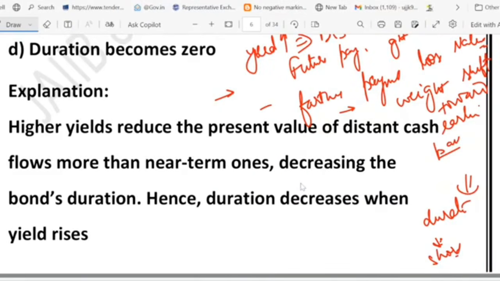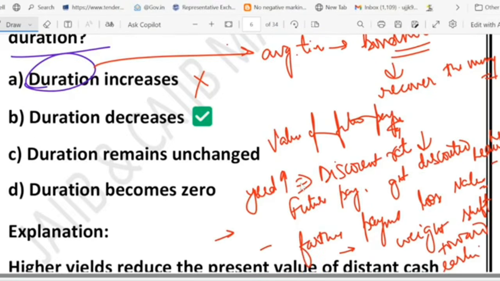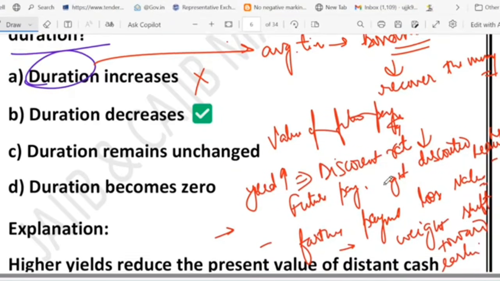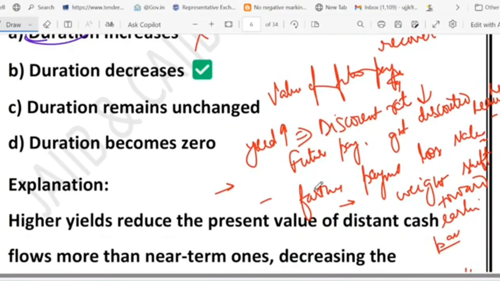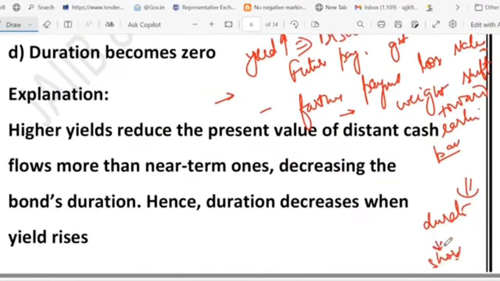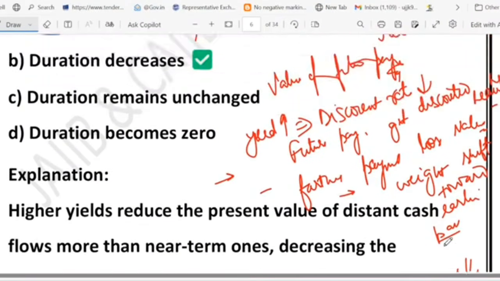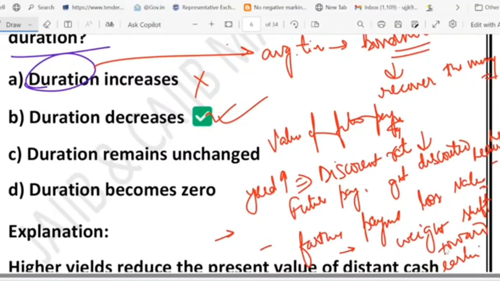Let's go through each and every option. Option A, duration increases. It is wrong. Why? Because if the yield increases, future cash flows are worth less today. Duration actually falls because we recover value faster. As you can see, yield increasing, future payments get discounted heavily, further payments lose value, weight shifts toward earlier payment, and duration decreases. Now option B says duration decreases. Exactly. Because higher yield means lower present value of the long-term payment, shorter average time to recover payment, and duration goes down.